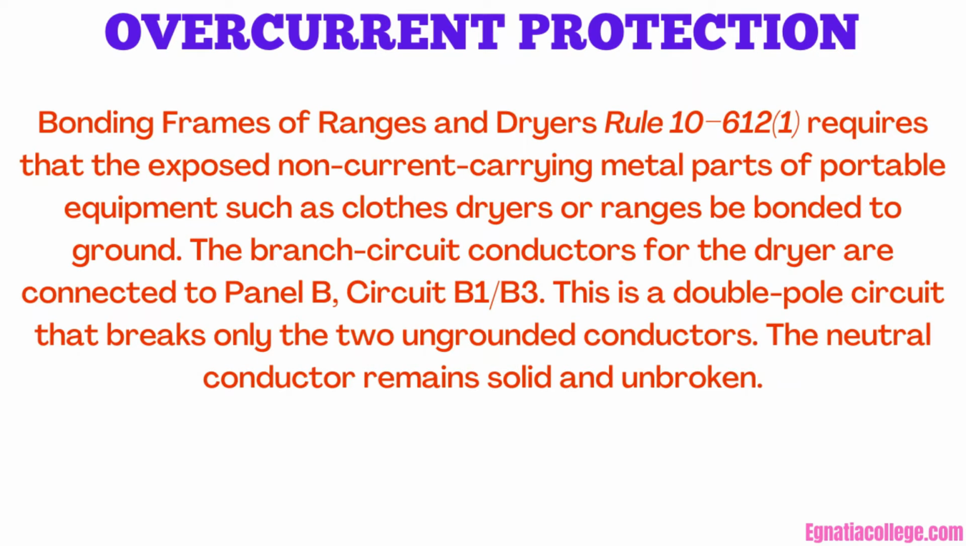Bonding frames of ranges and dryers. Rule 10-612-1 requires that the exposed non-current carrying metal parts of portable equipment such as clothes dryers or ranges be bonded to ground. The branch circuit conductors for the dryer are connected to panel B, circuit B1/B3. This is a double-pole circuit that breaks only the two ungrounded conductors. The neutral conductor remains solid and unbroken.